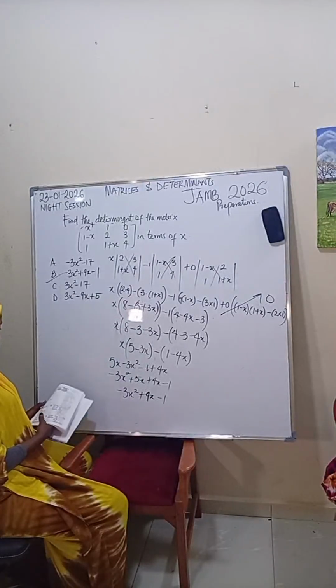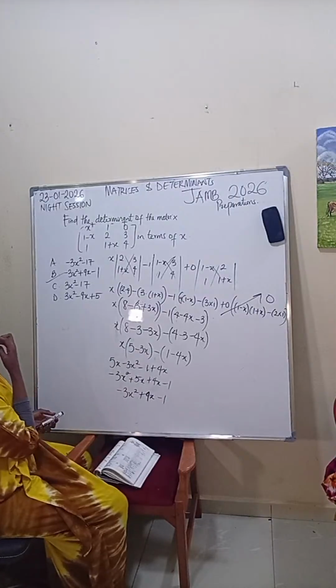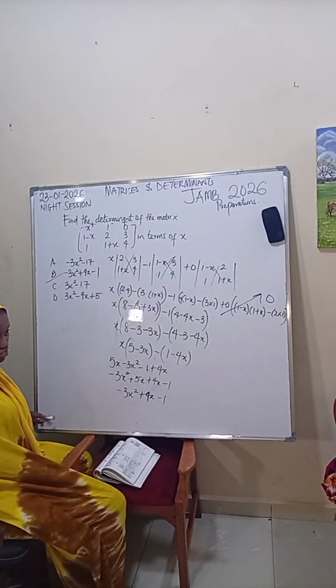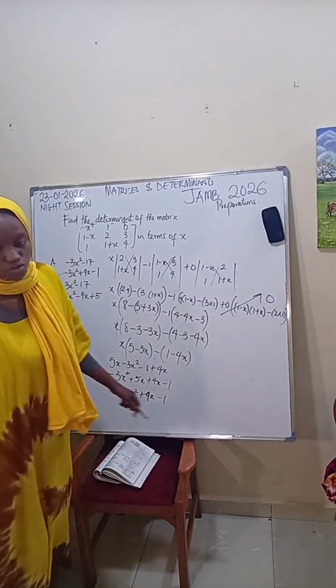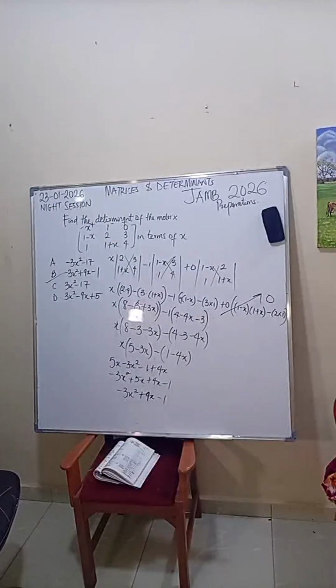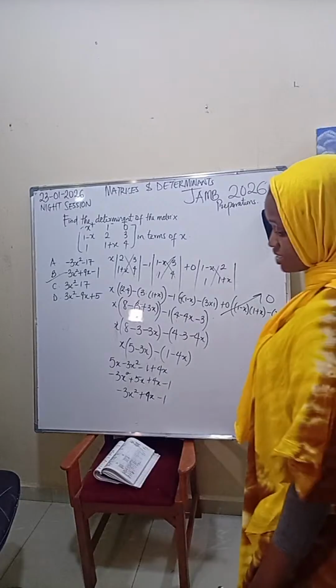Hope it's clear. If you understand, type understood. If you don't understand, ask your question and be specific. Tell me the point where you do not understand. Don't say I don't understand. Be specific. Please be specific of where you do not understand. Like what point is it you don't understand? Please, let's be specific. Okay.